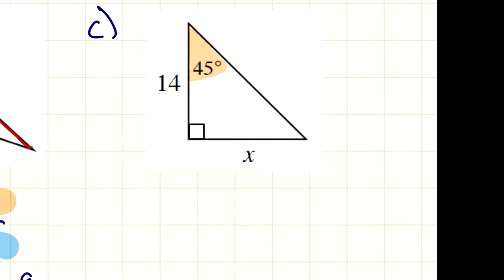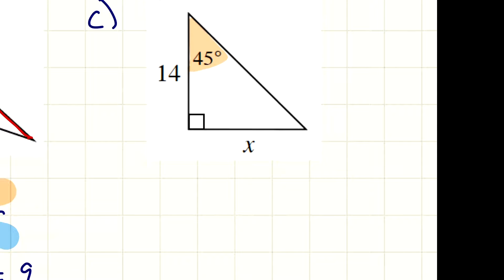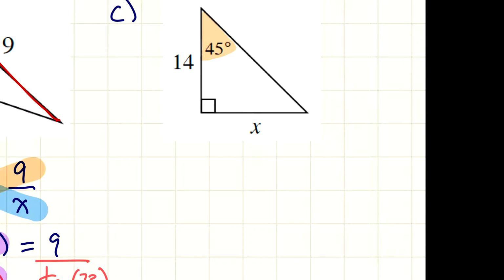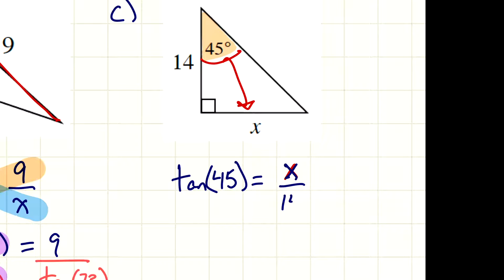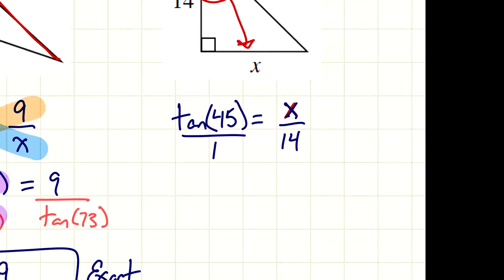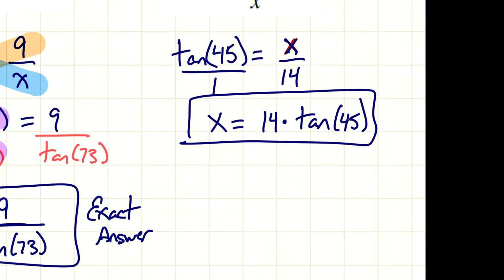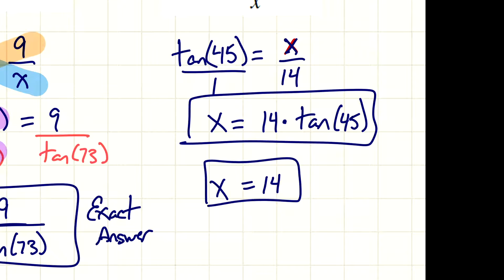And in this one, we've actually seen a 45 degree angle in our trig table, but it still works the same. We'll do tangent of 45 is equal to, again, x goes on top, over 14. If I pretend this is over 1, and then we cross multiply, this is going to be 14 times tangent of 45. And then that would be our exact answer. And then approximated would equal 14. It is exactly 14, but we could still call it an approximated answer.